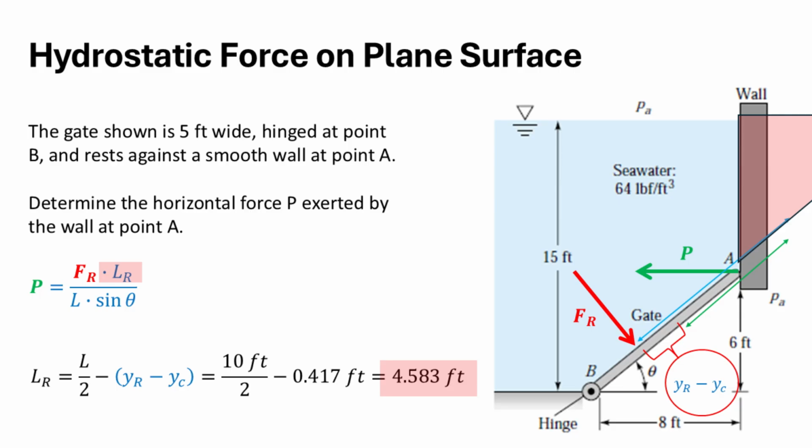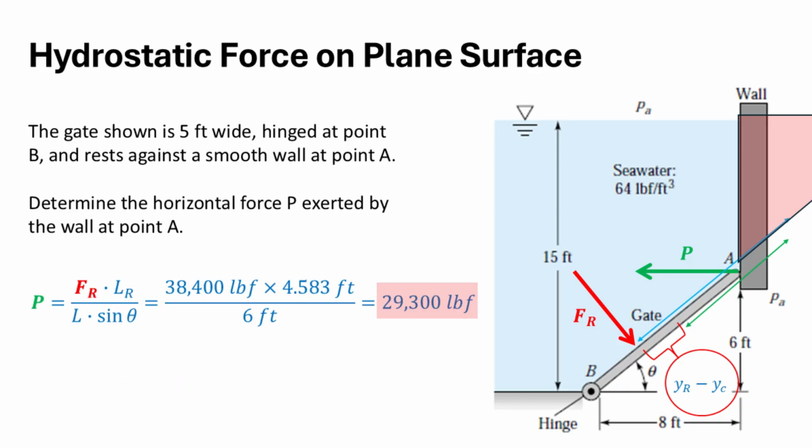Now that we have the difference in the two slant distances, we are going to apply it to calculate L sub r. But take a pause. Take a closer look and note that we use this distance from the centroid to the hinge, L over 2, minus the slant distance difference, 0.417 feet. This is because the hinge, as shown in this figure, is at the bottom rather than at the top of the gate. And finally, we can substitute all that we have derived from the previous steps.